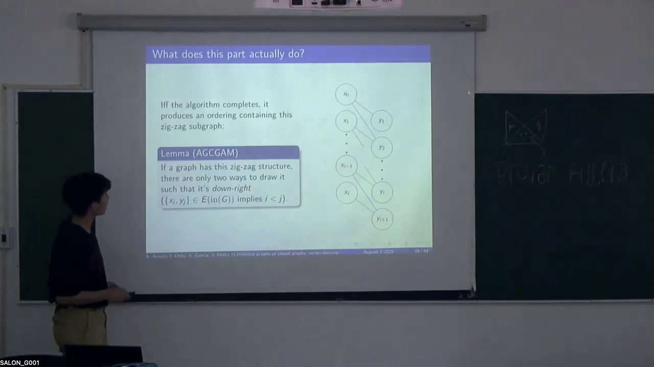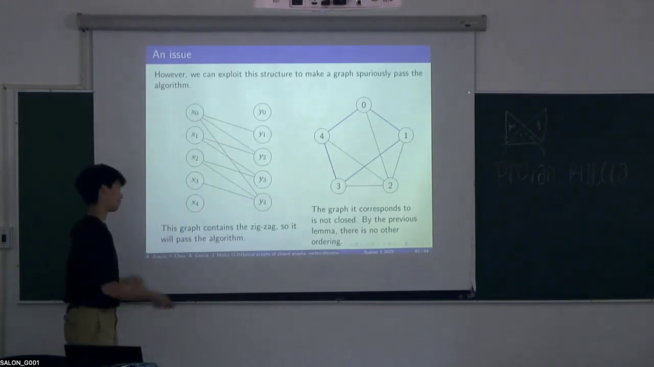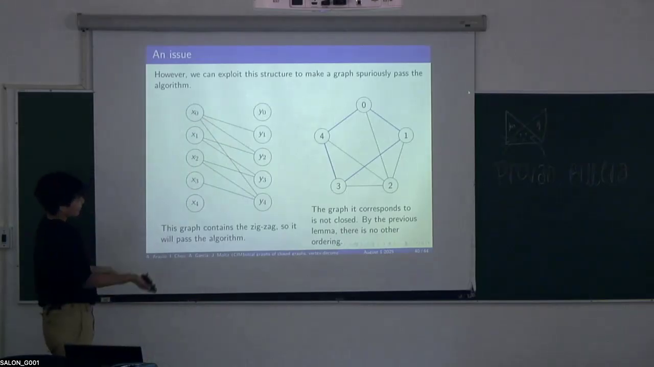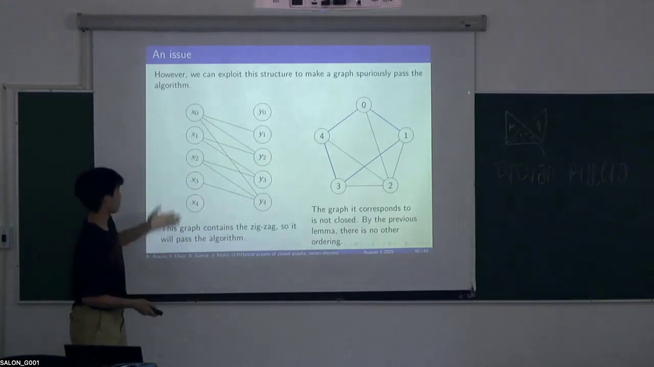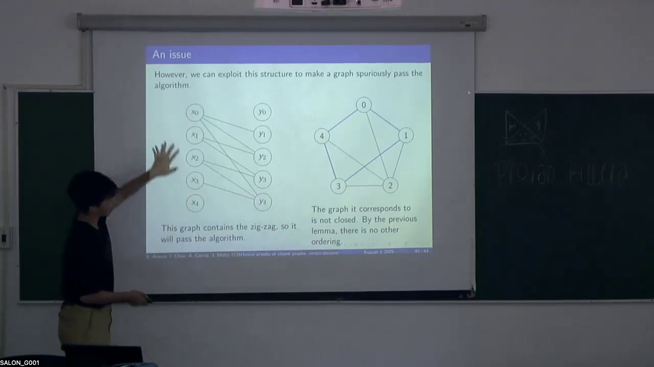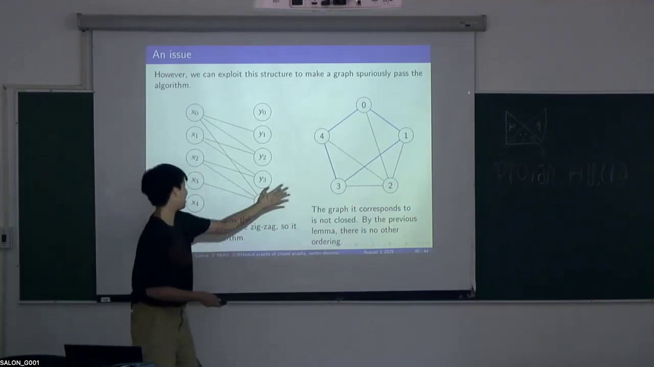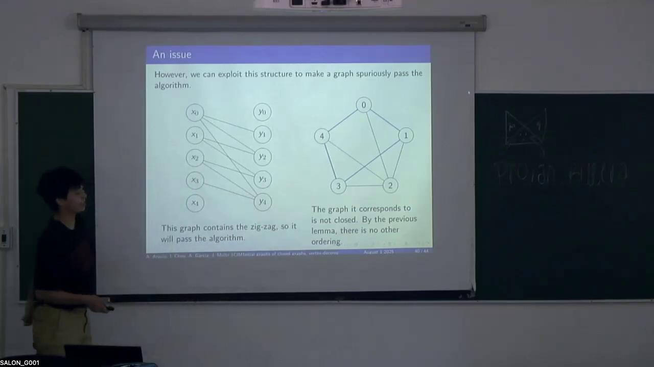But we can possibly cheat this algorithm by pretending we have a zigzag, with some edges on top. We can possibly make something that fools the algorithm by having a zigzag, but it shouldn't really pass. We can check, since it only has 2 orderings, that there is no possible way that it could look like an initial graph. So we have to add another condition.